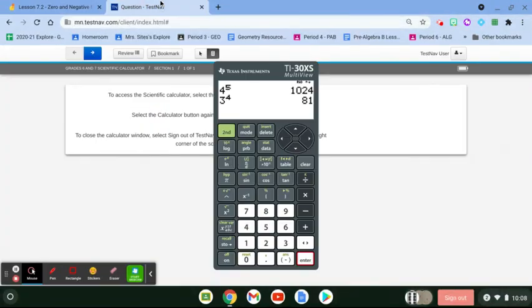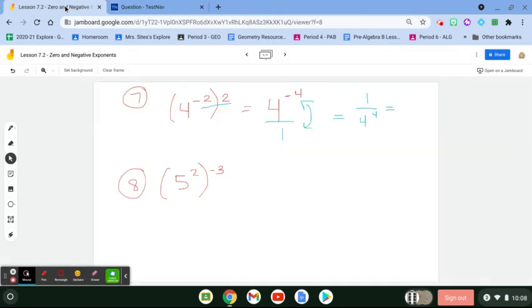And now we're going to simplify what 4 to the 4th power is. So 4 to the 4th power gives me 256. So 1 over 256 will be the final answer for question 7.